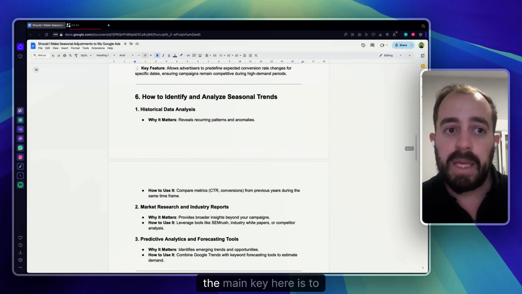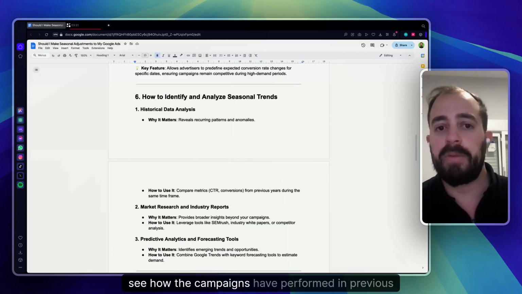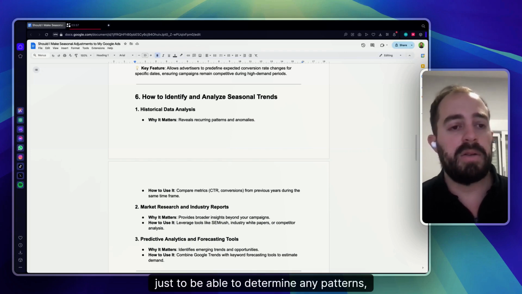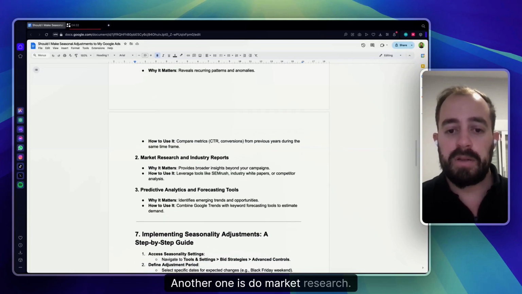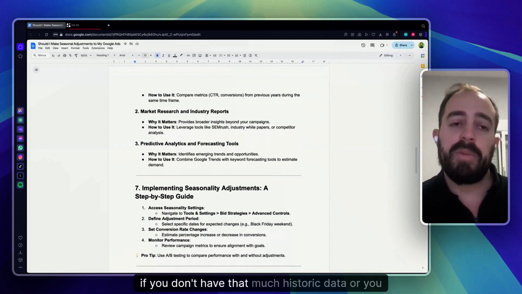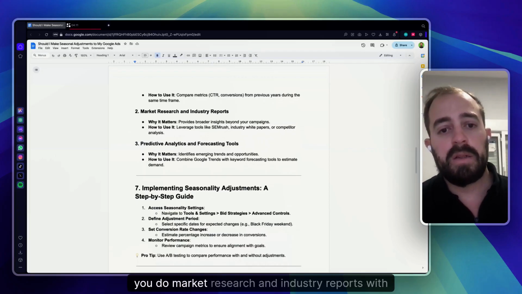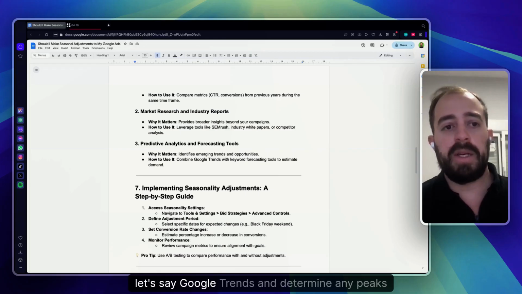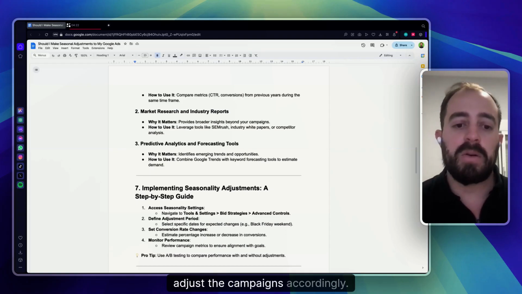The main key here is to identify the seasonal trend. It's to have data, see how the campaigns have performed in previous years and previous months, to be able to determine any patterns, any dates where you see that the demand increases. Another one is to do market research. For example, if you don't have that much historic data, or you just have one year of data and you want more, you do market research and industry reports with tools like SEMrush or Google Trends and determine any peaks that you might see. Based on that, adjust the campaigns accordingly.